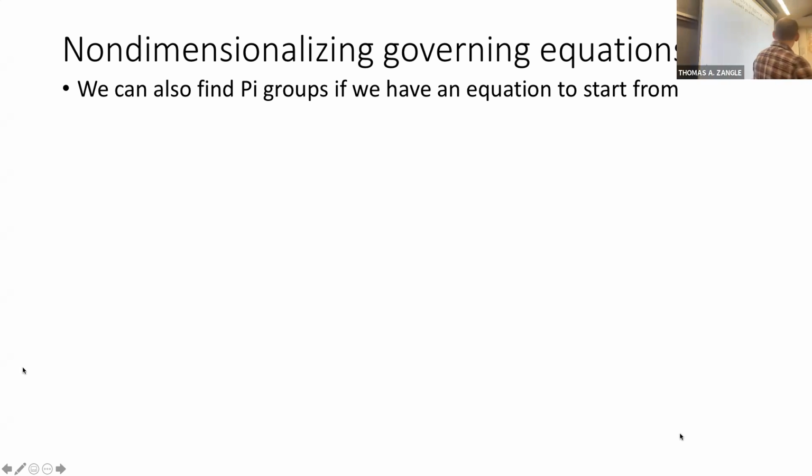Okay, so another way that we can find pi groups is if we know the equation. Everything that we have discussed so far was if we don't know the equation, we just know the variables, then we can find pi groups using just the dimensions of those variables. But oftentimes we do have some kind of equation to start with. This can come from a manufacturer's data sheet, from your textbook, or from some empirical relationship that you've derived.